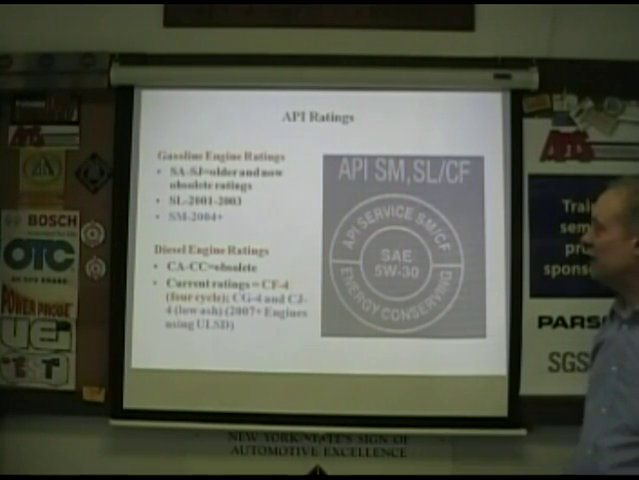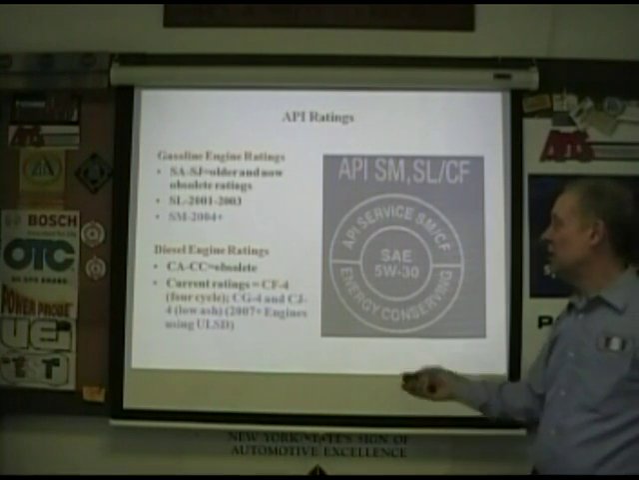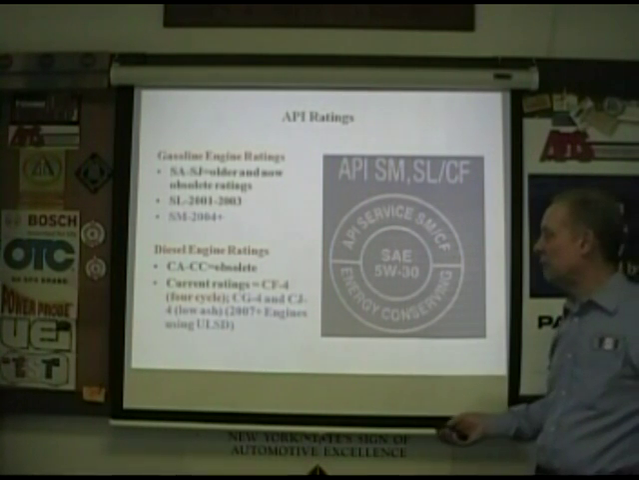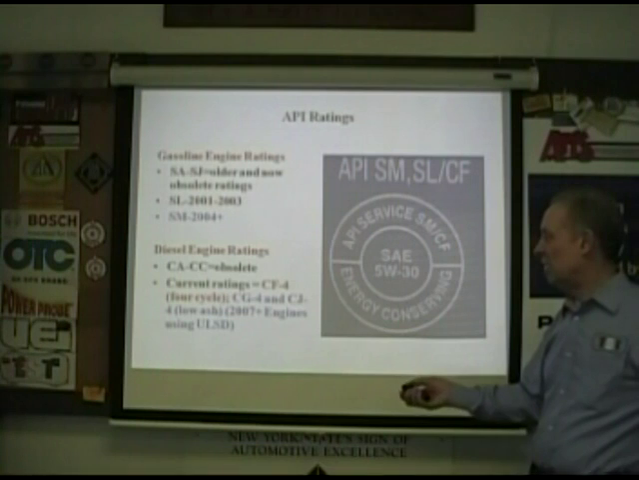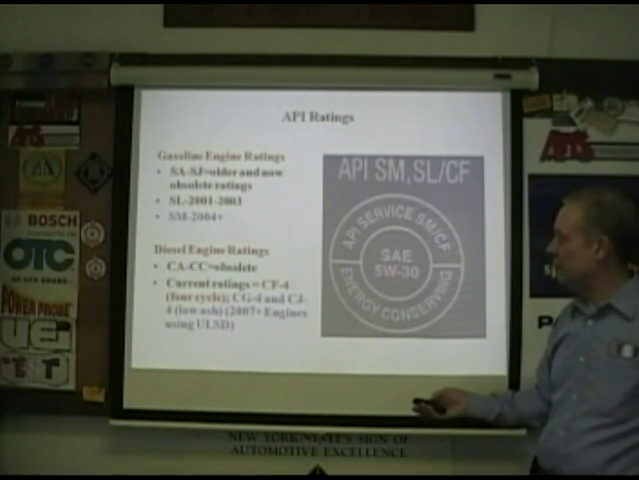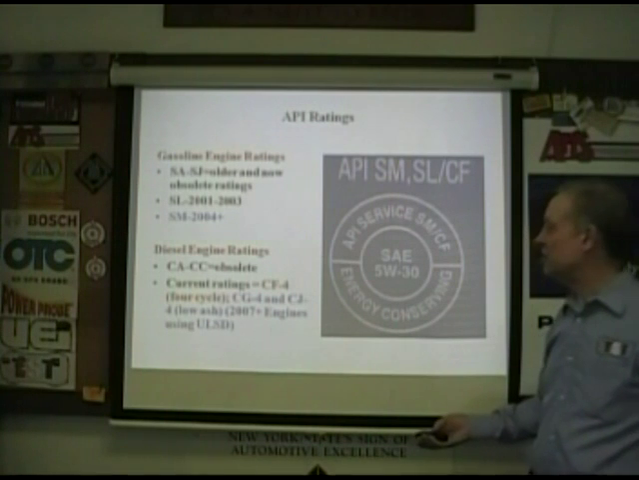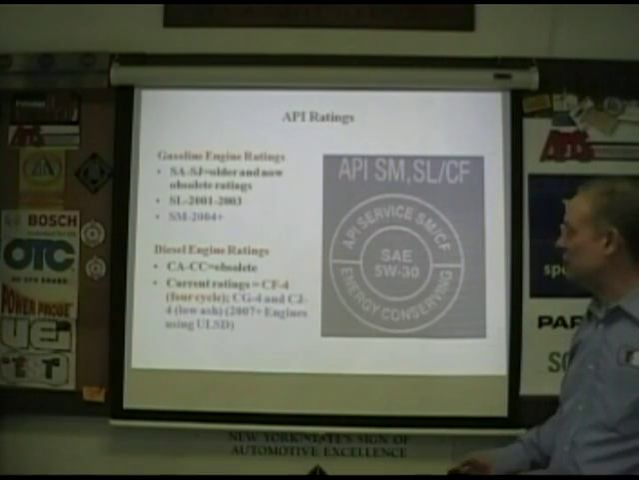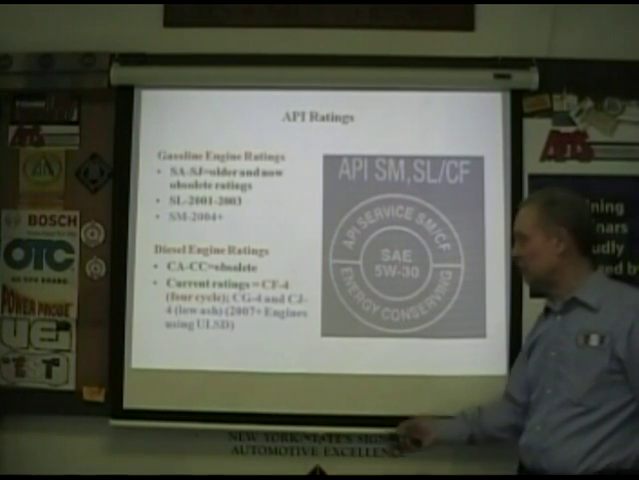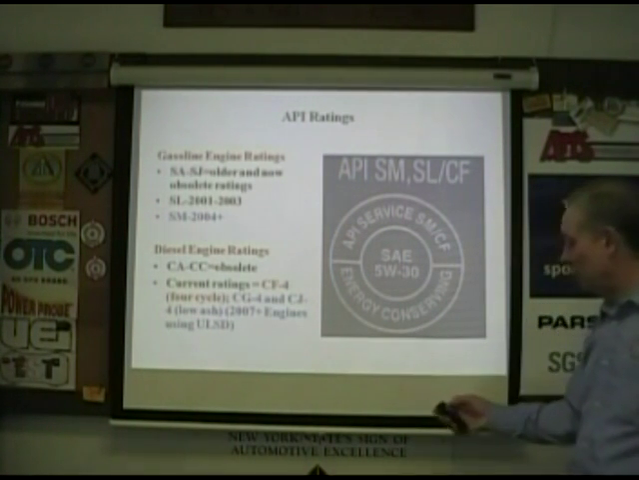Diesels, we have CA to CC. They're basically the old ones. Current ratings are CF-4 for 4-cycle. That's kind of the major one that's out there. We have CG-4 and CJ-4, low ash, for the newer engines that have to use the low sulfur diesel, ULSD fuel.